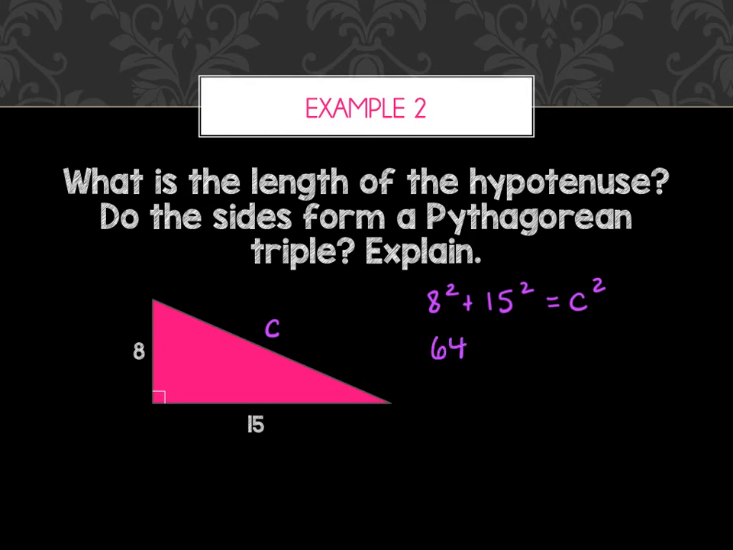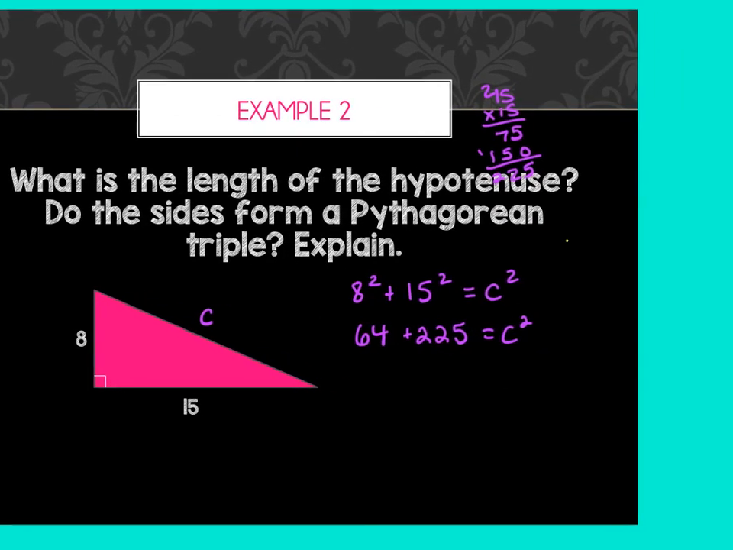8 squared is 64. 15 times 15 is 225. Then I'm going to add 225 and 64. And I get C squared is 289. So we square root both sides of this equation. And I get C equals the square root of 289.